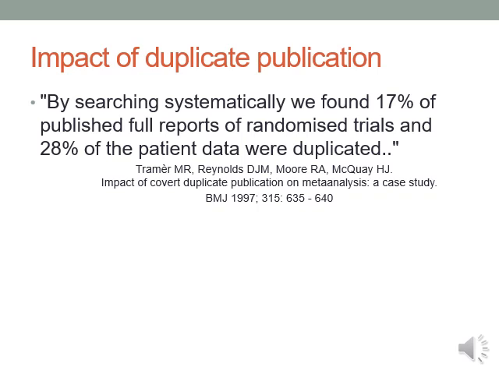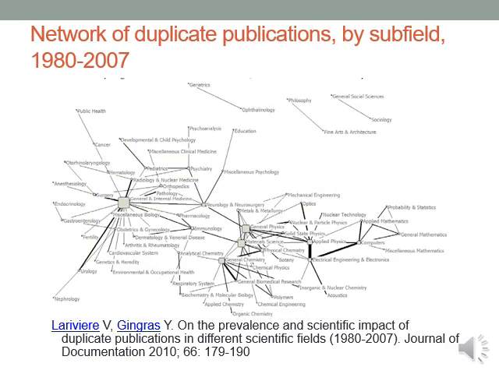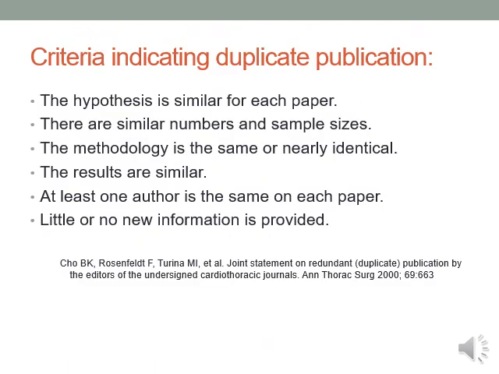By searching systematically, they found that 17% of the published full reports of randomized trials and 28% of the patient data were duplicate. As you see, there is a sort of networking of duplicate publication. What are the criteria of duplicate publication? It has the same hypothesis, same idea, similar number, similar sample size, the methodology is the same or nearly so, the results are similar, at least one author is in common between these papers, and little or no new information is provided.